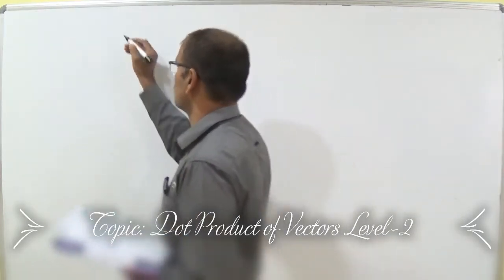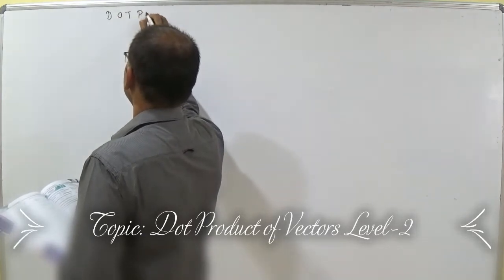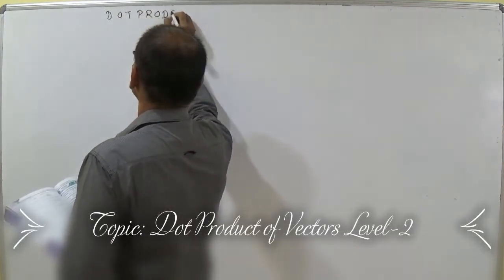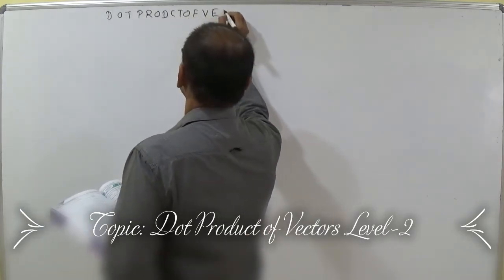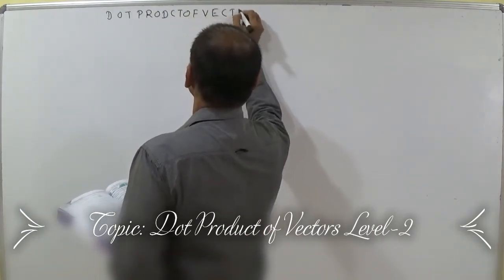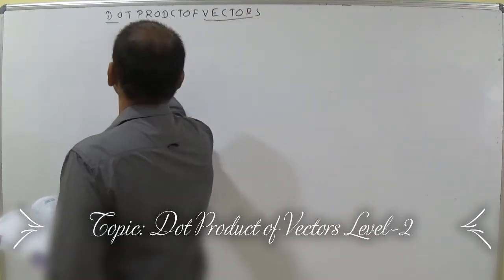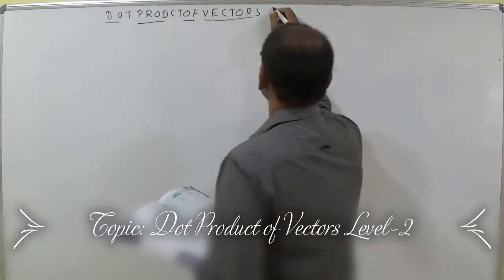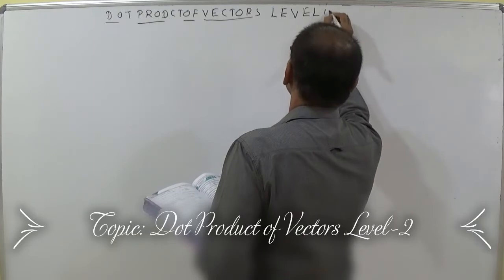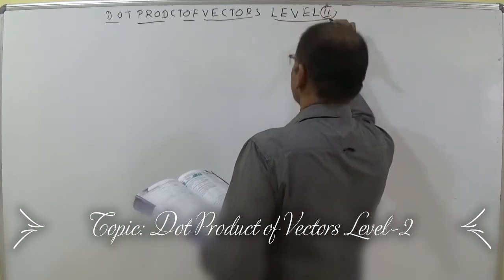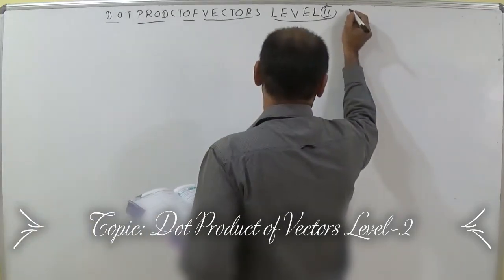Now let us see level 2, dot product of vectors. We discussed the concept and formulae, everything for the dot product of vectors, 4 days back. Now let us discuss the sums in level 2 classwork.